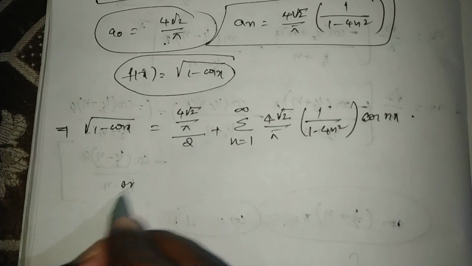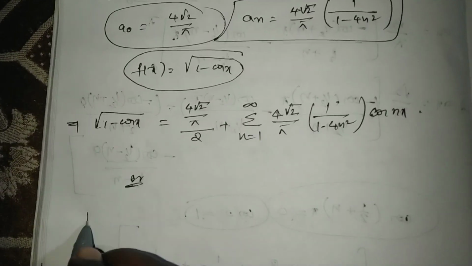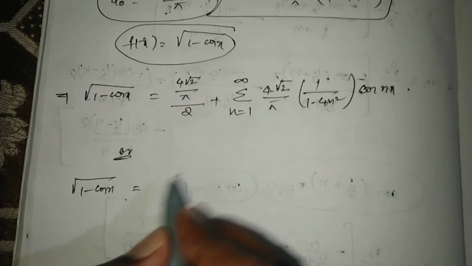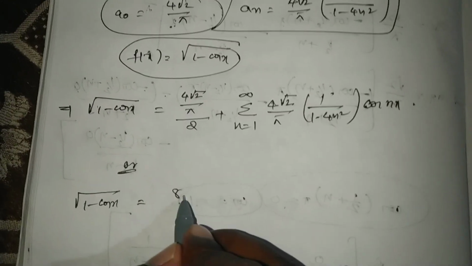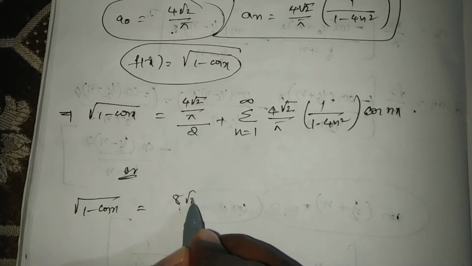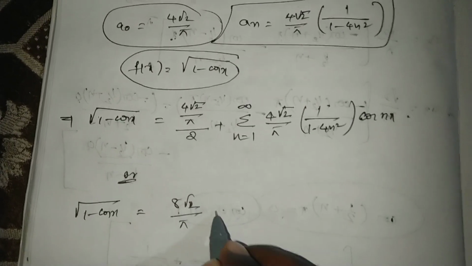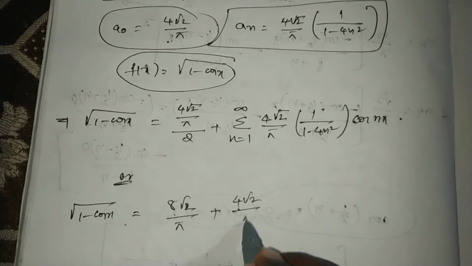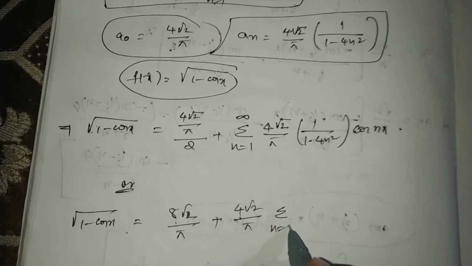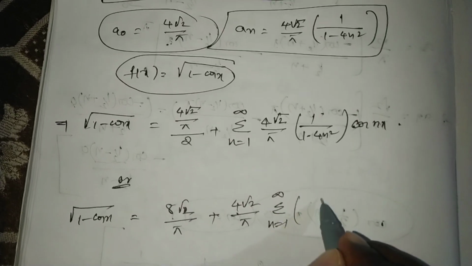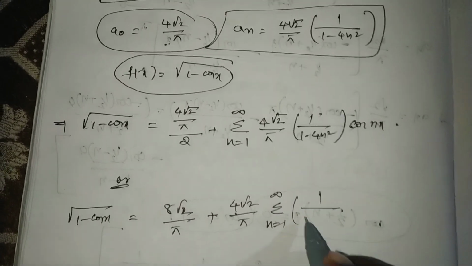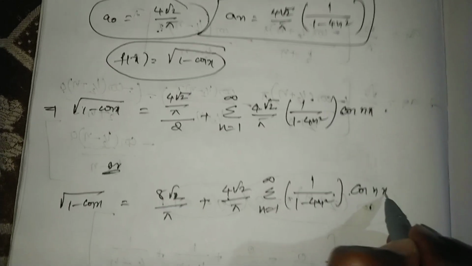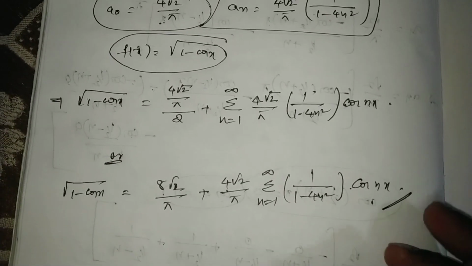Therefore, this is the answer, or you may write like this also: root of 1 minus cos x is equal to 8 root 2 by pi plus, taking this common, 4 root 2 by pi into summation n is equal to 1 to infinity 1 upon (1 minus 4n square) into cos nx. This is the answer of the given question.